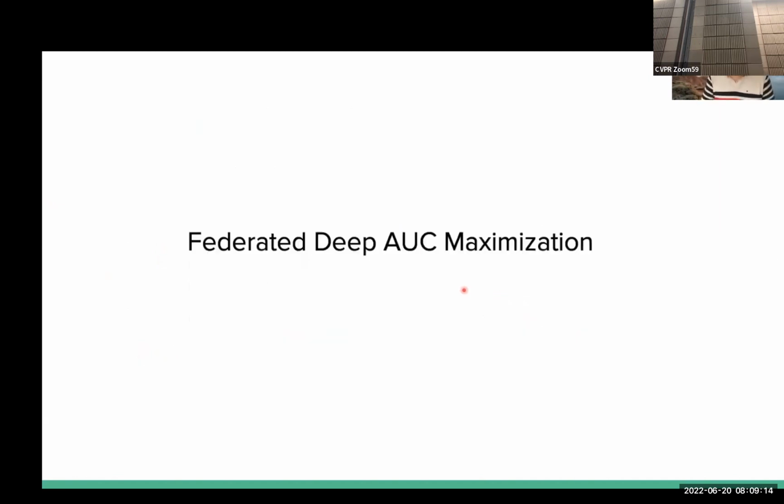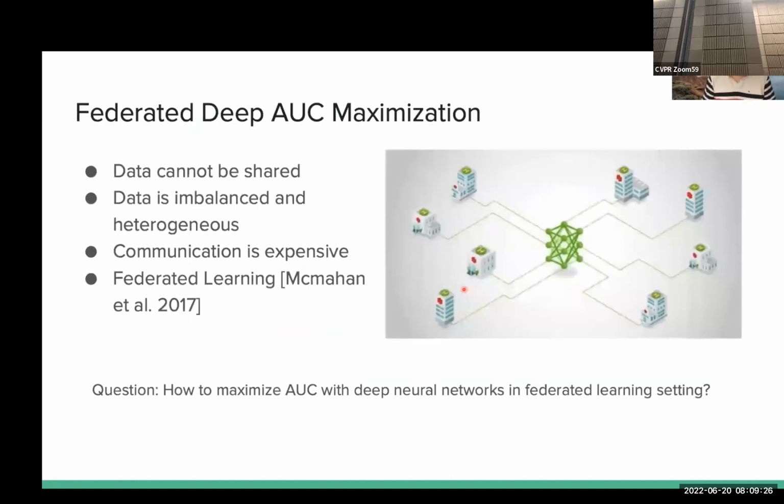Okay. And then I talk about another variant, the so-called federated deep AUC maximization, which is trying to train AUC with a deep neural network in a distributed setting, or in a federated learning setting. So why is federated deep AUC maximization important?